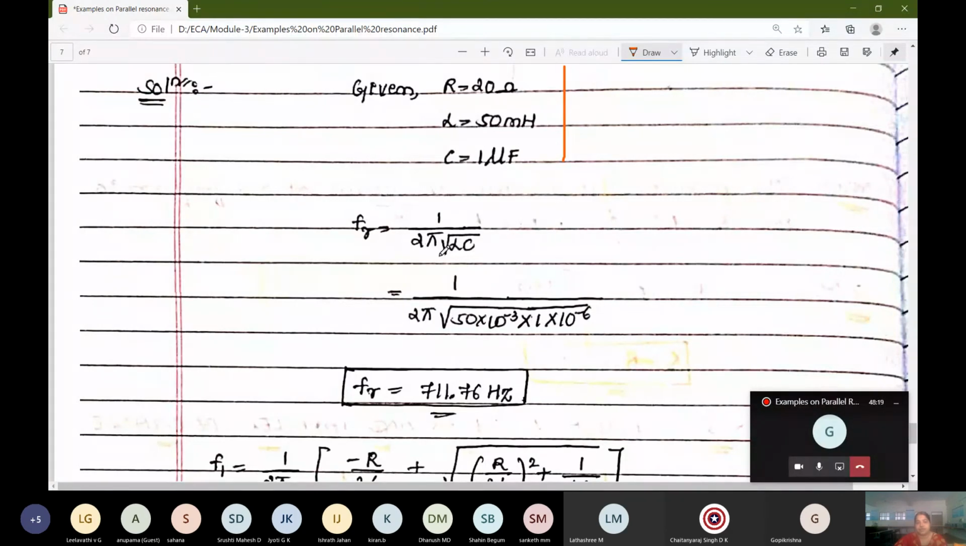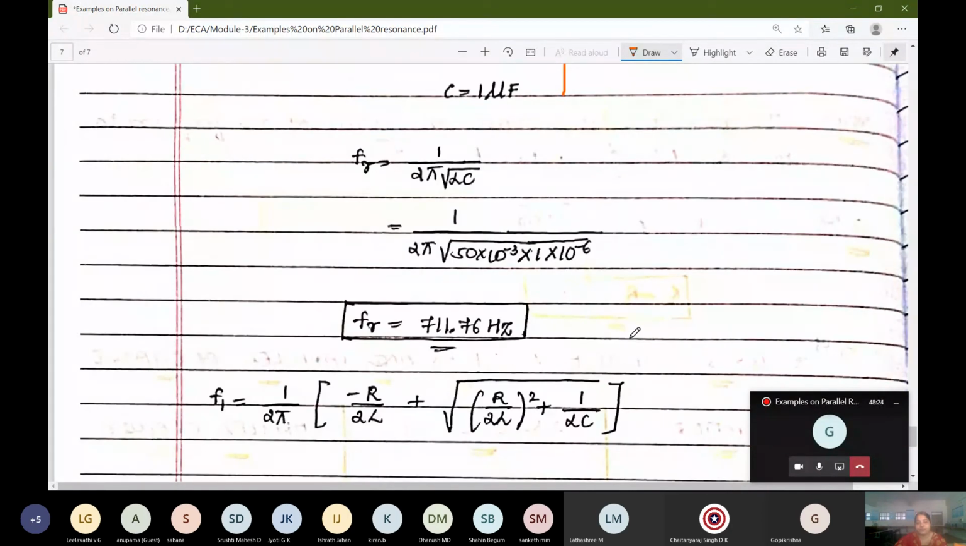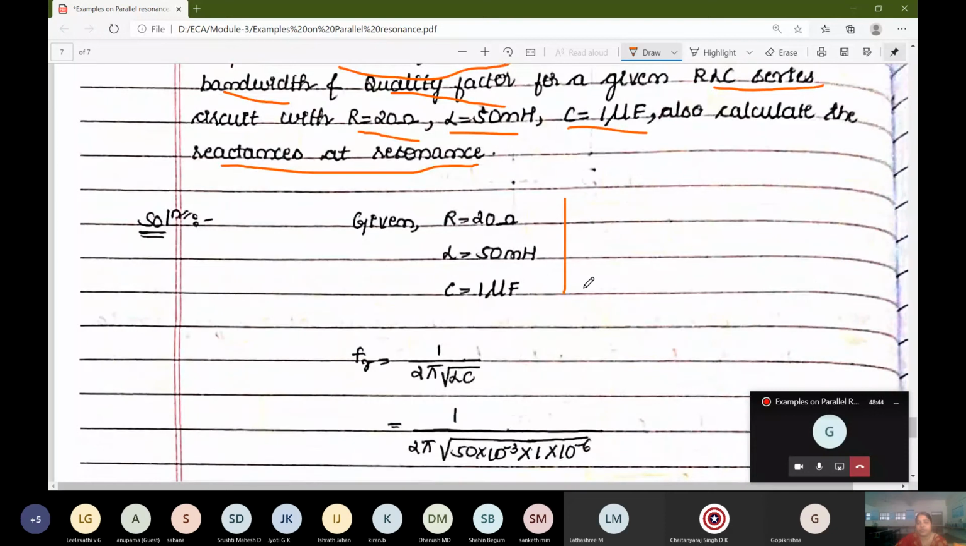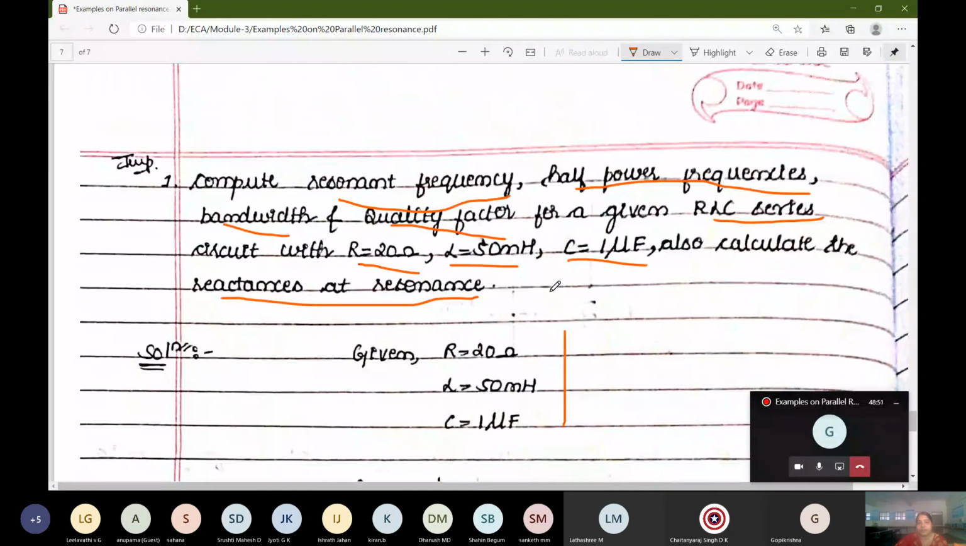So FR is equal to 1 by 2 pi root LC. L and C you just substitute here. See, if you are feeling tough with these root terms, better go with squaring on both sides, or you can just directly substitute in the calculator and you will get the answer. So resonant frequency is 711.76 hertz, and always remember to write the units. It's very important to write the units: for resistance ohm, for inductance henry, for capacitance farad. All this should be maintained.